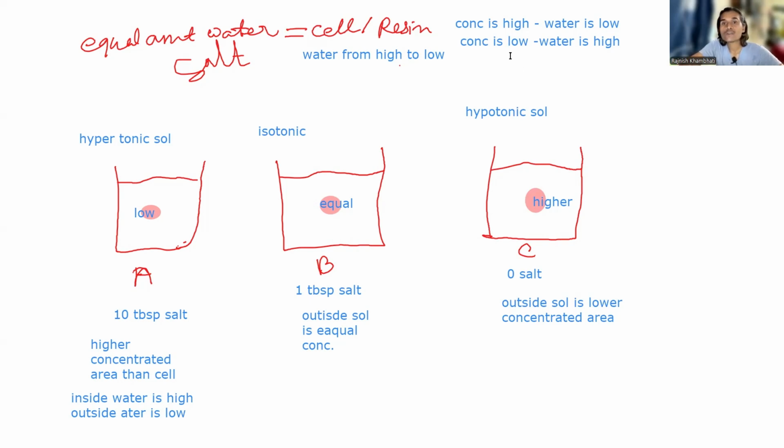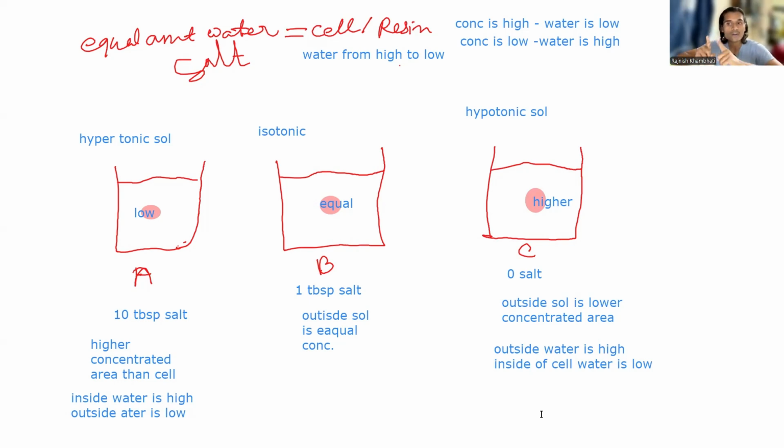When concentration is low, water is high, so that means outside water is high, whereas inside of the cell water is low. Now, is this point clear, why the water is low and why concentration is high? Is this clear, this one thing? Okay, so now just basically apply the rule.